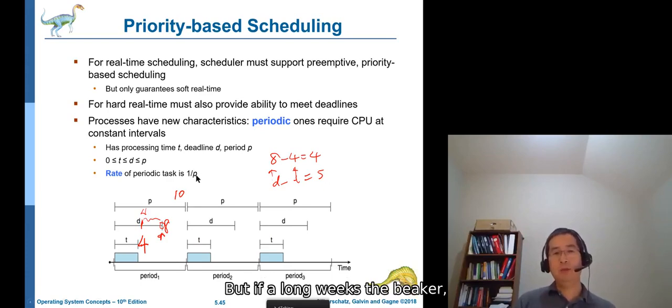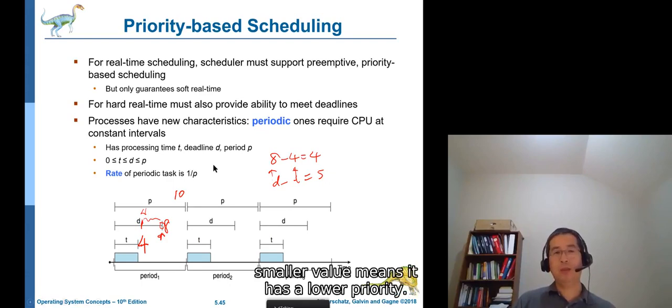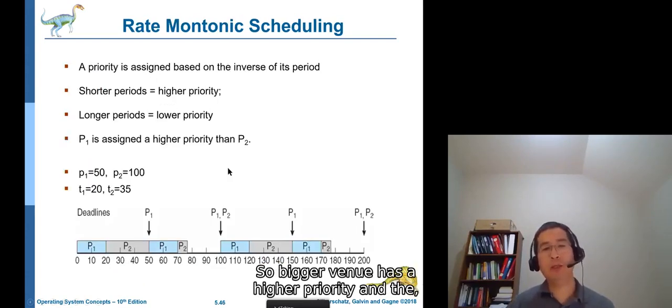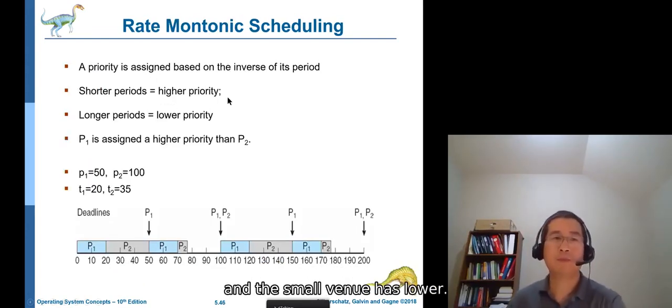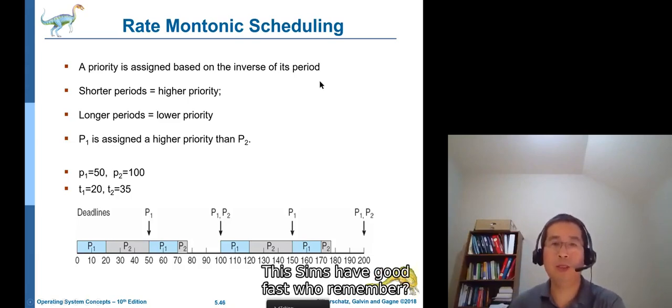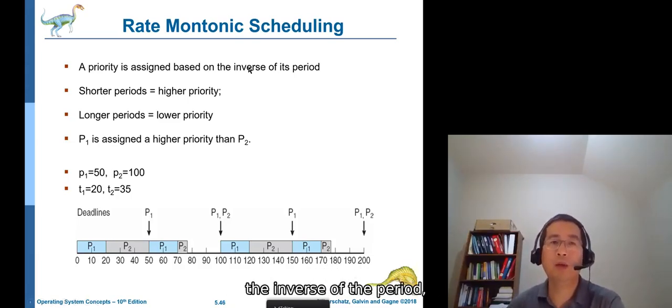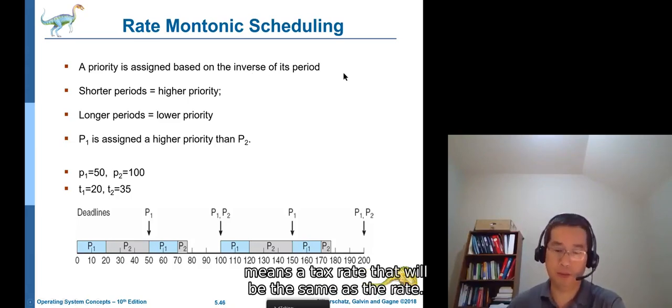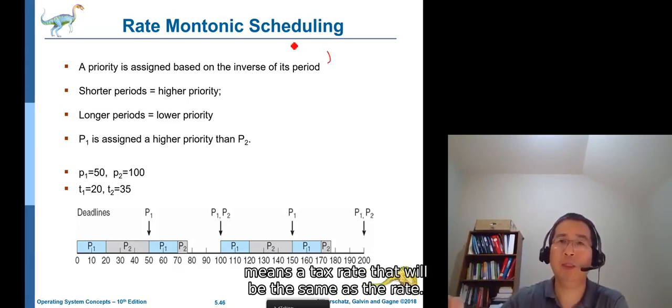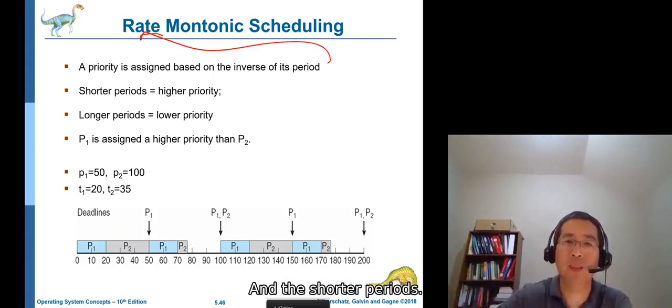But for long weeks, the period P is bigger, so 1 over P is smaller. A smaller value means it has a lower priority. So a big value has a higher priority, and a small value has lower. This seems good for us to remember. So the priority is based on the inverse of its period, which is just the rate. That will be the same as rate.